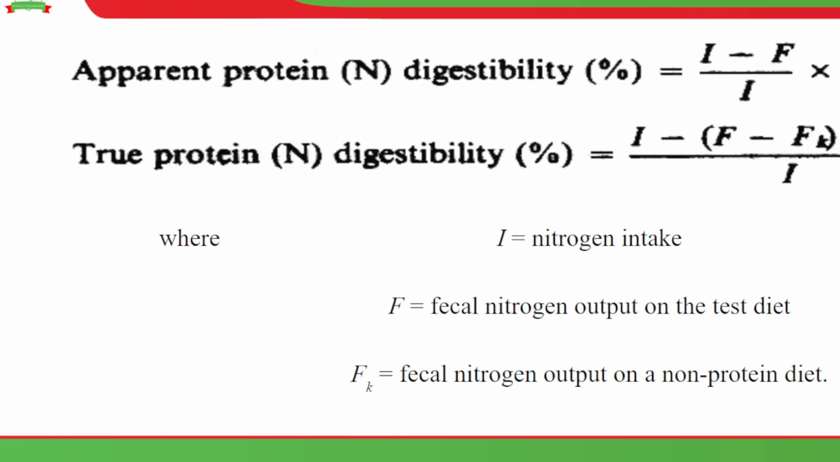So the apparent net digestibility here is the initial minus the final, divided by the initial, times 100. True protein digestibility is the nitrogen intake minus, in brackets, the fecal nitrogen output of the test diet and the fecal nitrogen output on a non-protein diet. So someone is also fed a non-protein diet, and then you divide by our nitrogen intake, times 100. That will give you the true protein digestibility.